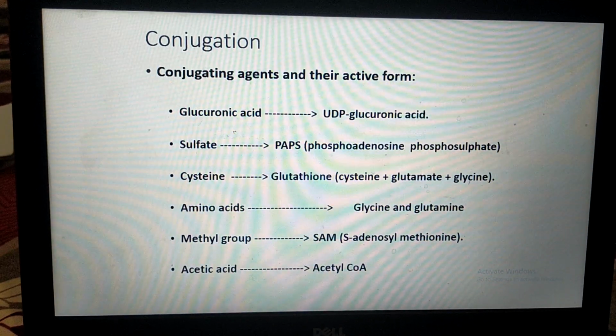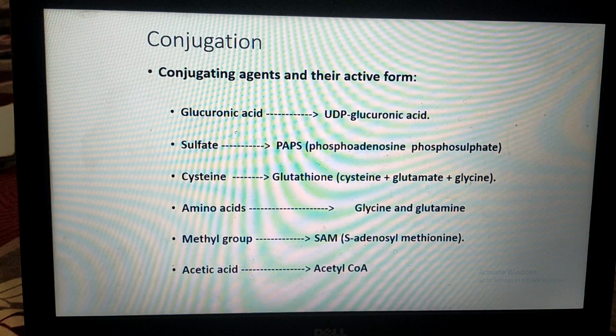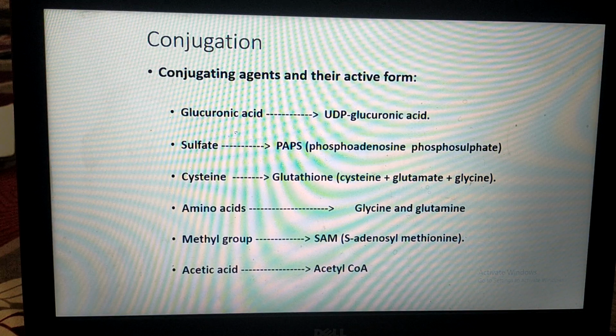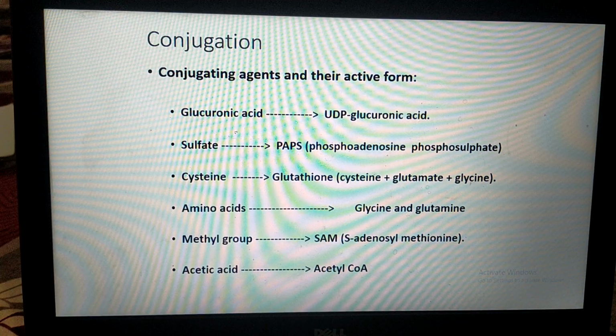Now before starting conjugation, you should know the conjugating agents. These are the conjugating agents. Glucuronic acid, the active form is UDP glucuronic acid. Active form is the form in which it participates in the reaction. Next is sulfate, which can also act as a conjugating agent. The sulfate which participates in the reaction is called PAPS, phosphoadenosine phosphosulfate. Cysteine is donated by glutathione. Glutathione is a tripeptide made up of cysteine, glutamate and glycine, three amino acids.